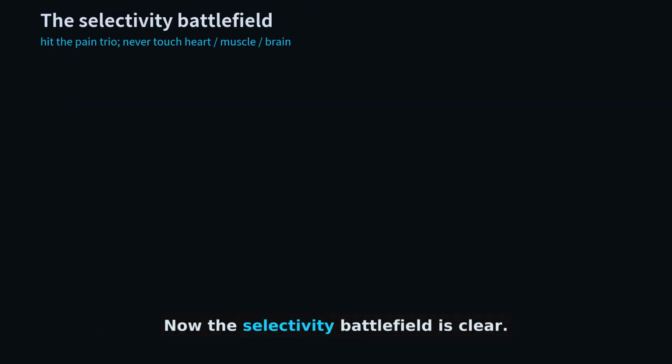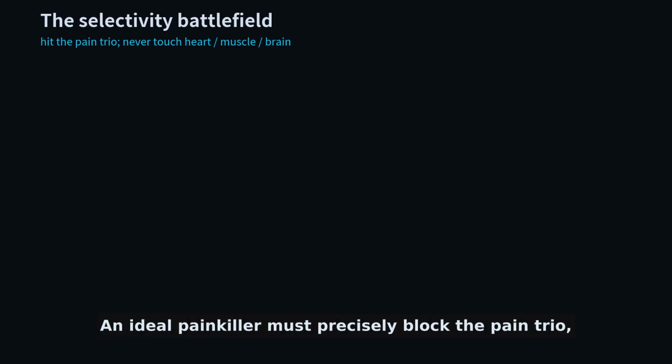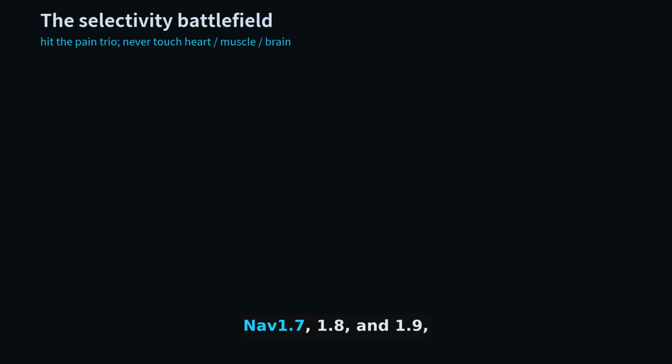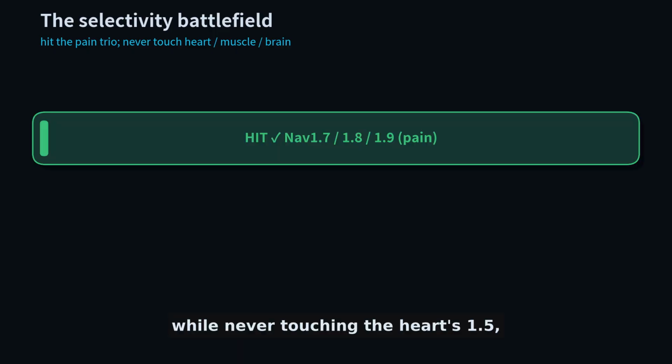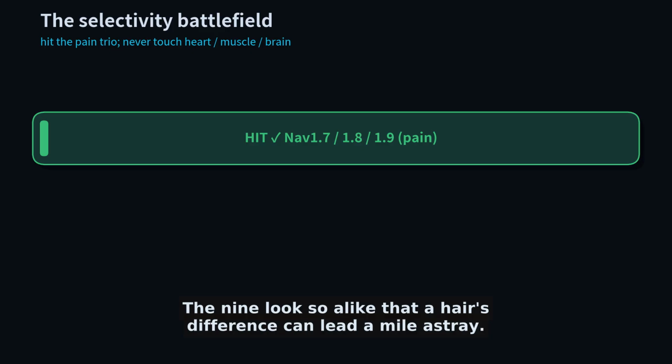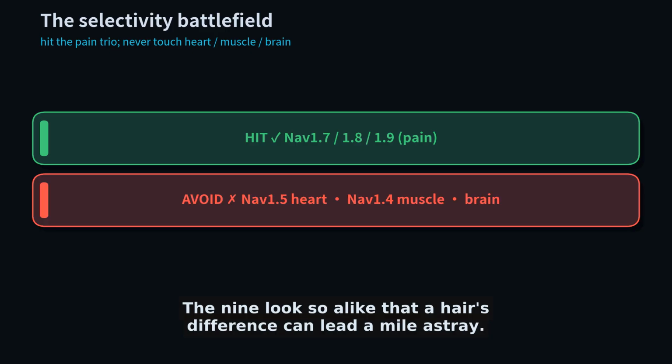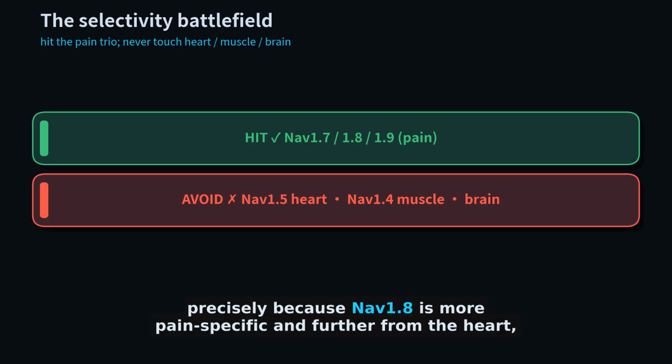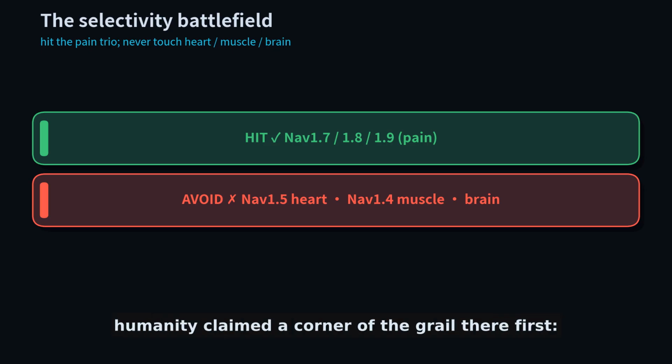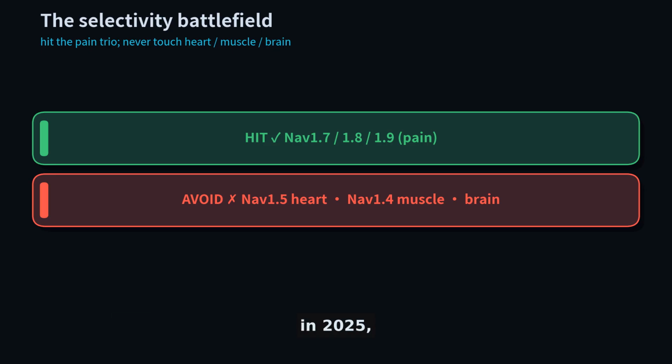Now the selectivity battlefield is clear. An ideal painkiller must precisely block the pain trio, NaV 1.7, 1.8, and 1.9, while never touching the heart's 1.5, muscle's 1.4, or the brain's channels. The 9 look so alike that a hair's difference can lead a mile astray. And in recent years, precisely because NaV 1.8 is more pain-specific and further from the heart, humanity claimed a corner of the grail there first.